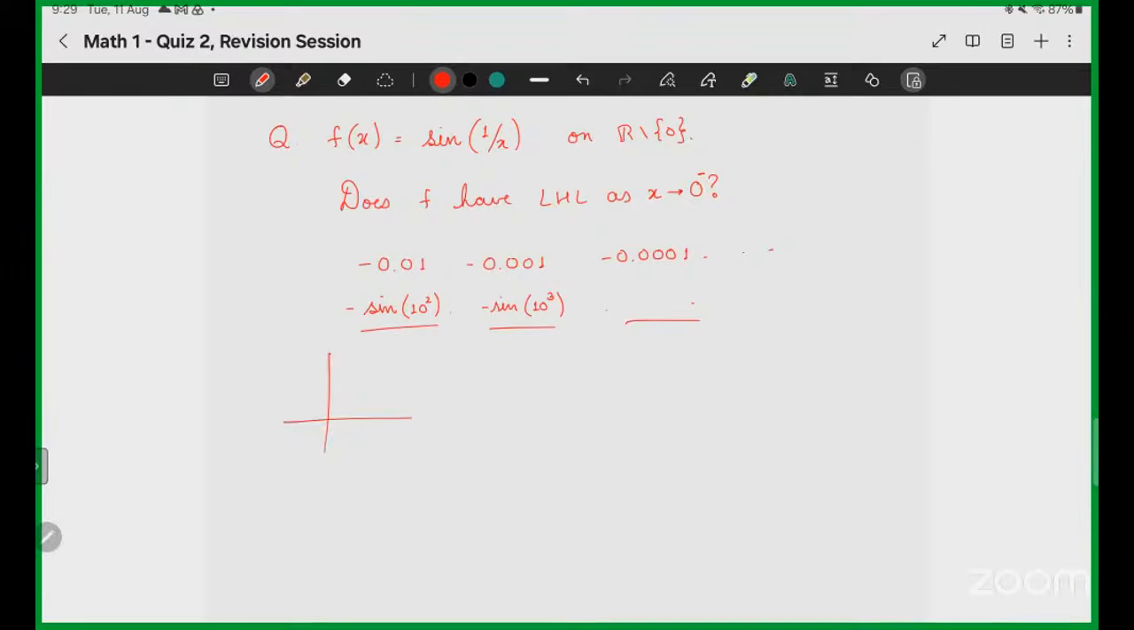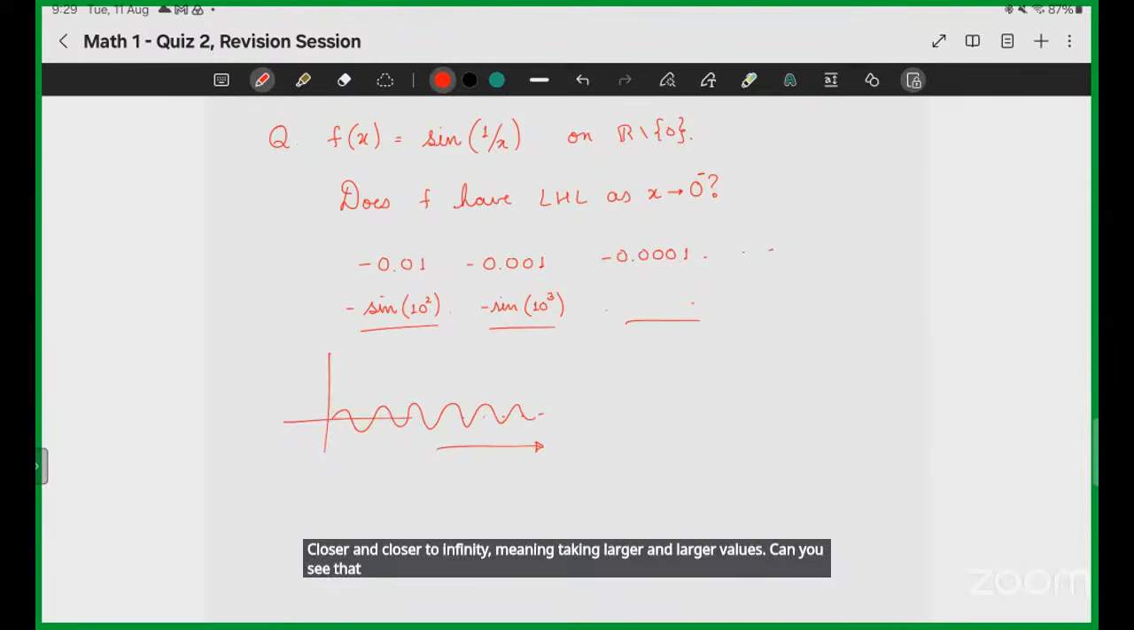So let's say you consider some... this is the sine function, right? As I go closer and closer to infinity, meaning I'm taking larger and larger values, can you see that the function is approaching a certain real number? Yes.